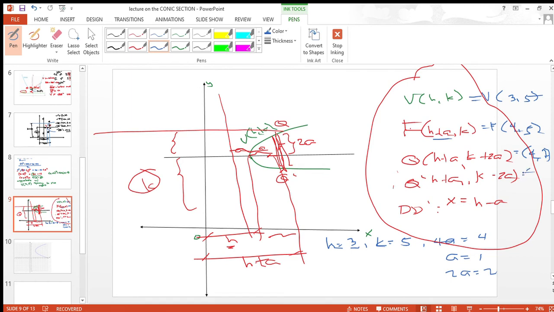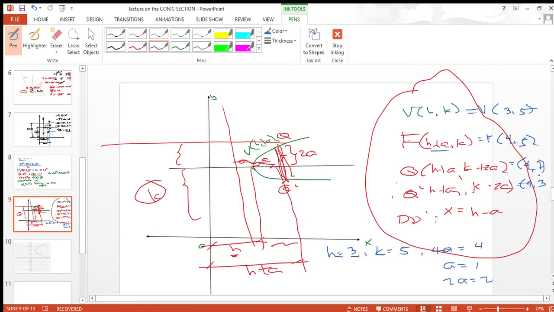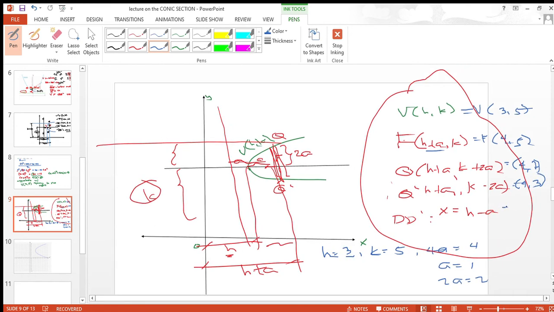Tapos yung isa, 4. K is 5 minus 2. 5 minus 2, 3. And then ito, ano yung equation? H minus A. H is 3. A is 1. 3 minus 1, 2. O yan na, kompleto na.